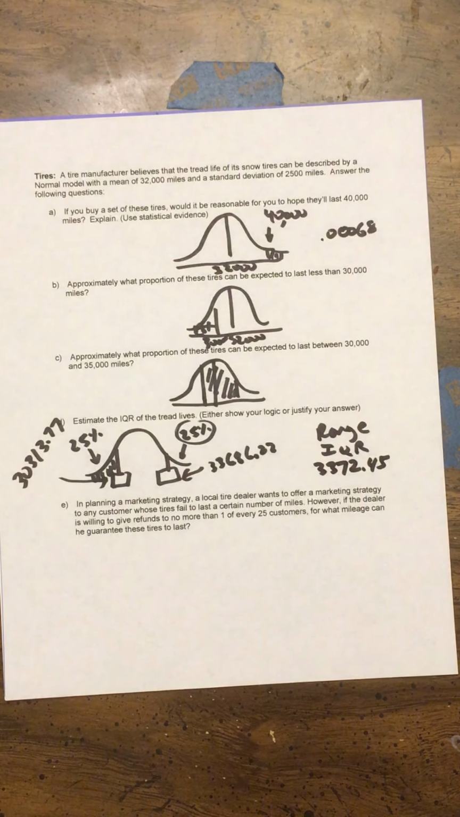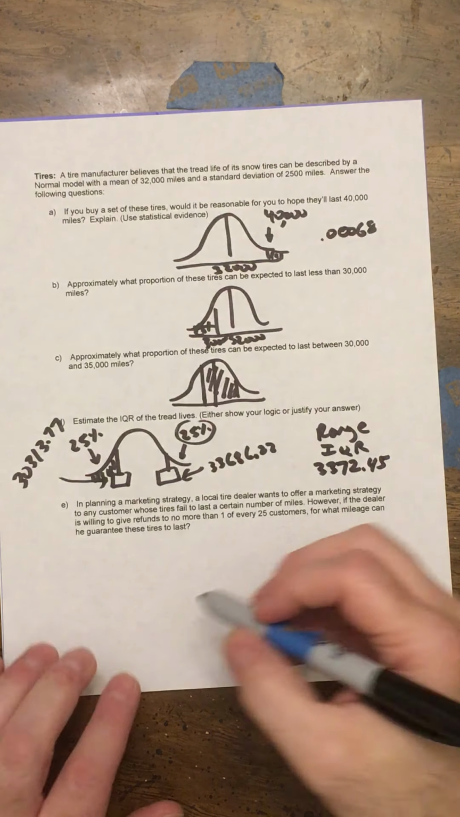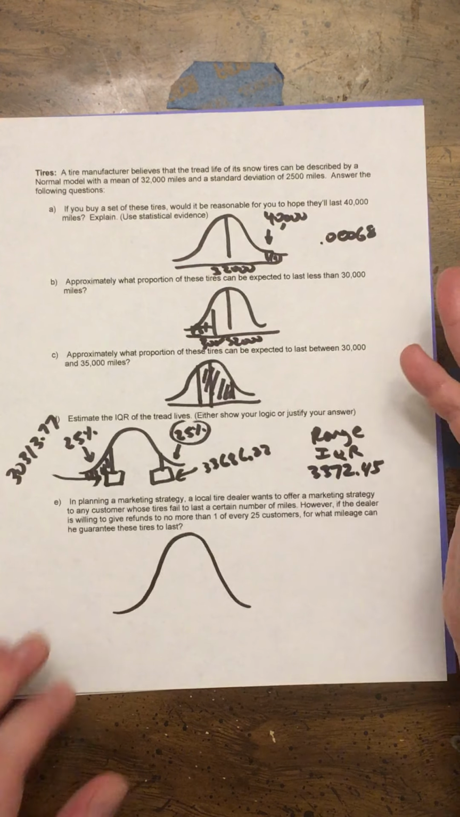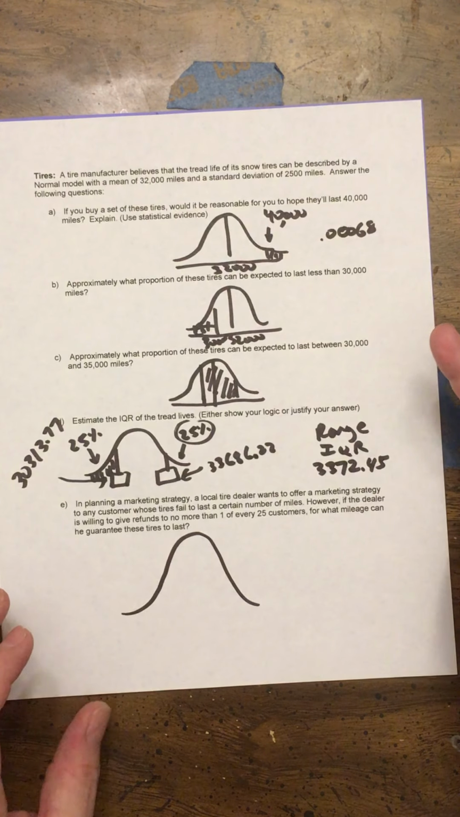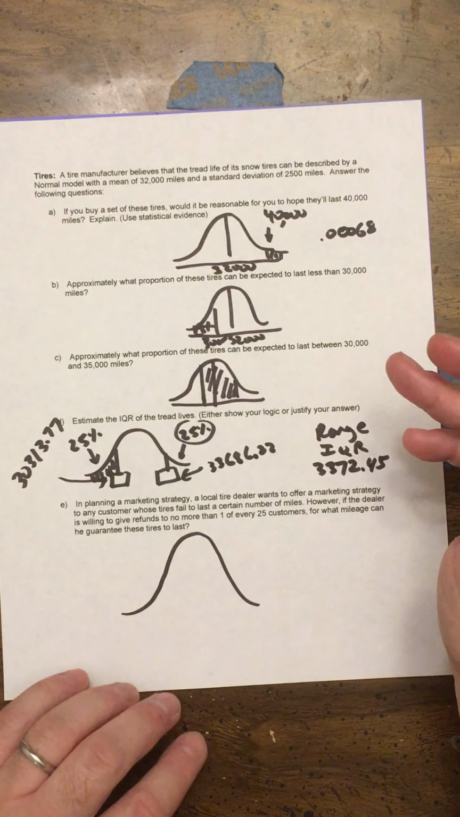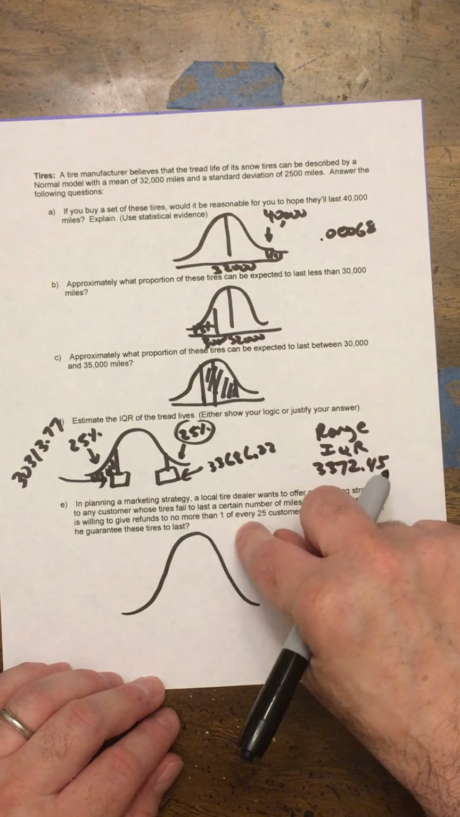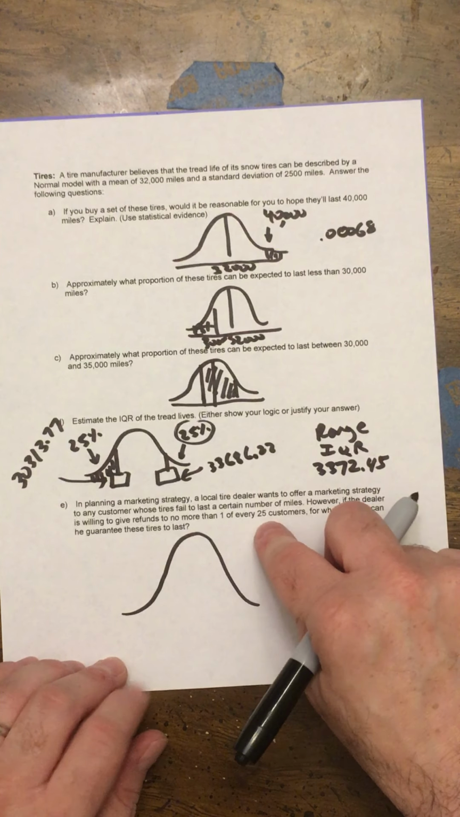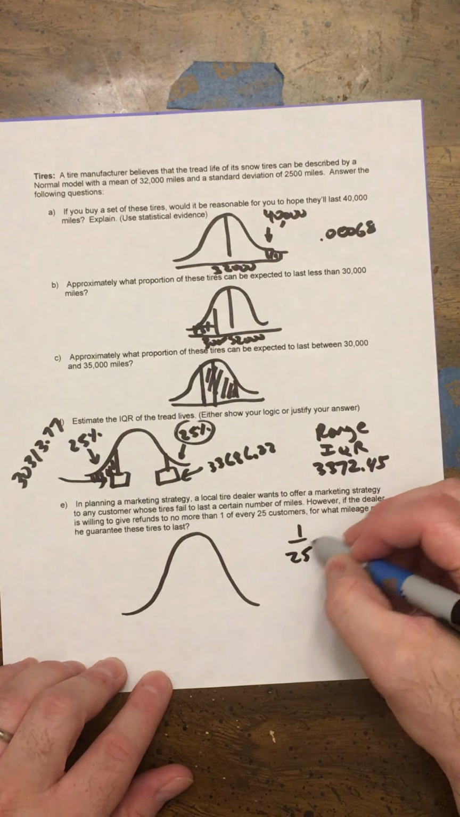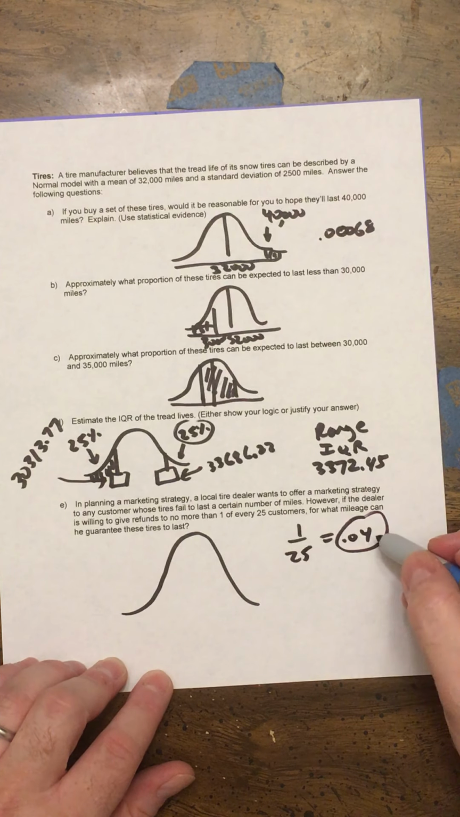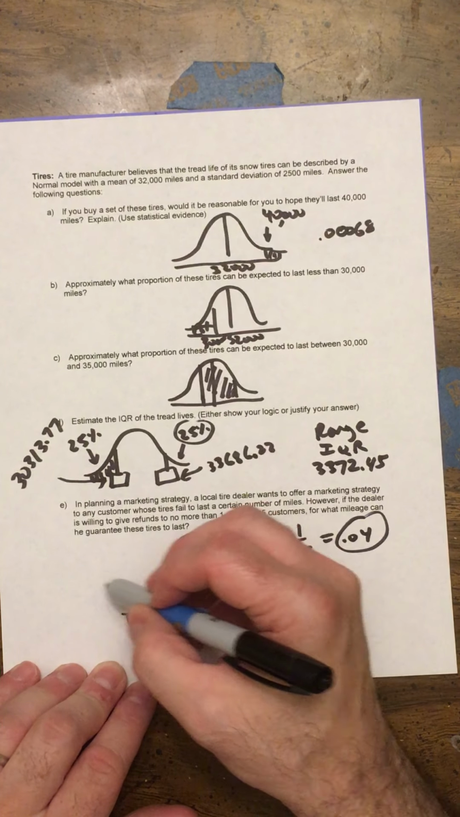Finally, in planning a marketing strategy, a local tire dealer wants to offer a refund to any customer whose tires fail up to a certain number of miles. However, if the dealer is willing to give refunds to no more than 1 in 25 customers, for what mileage can he guarantee these tires to last? So he only wants to give money back to only 4% of the customers. 1 out of 25 is 4%, right? Or 0.04 proportion. So we're talking about an area here of 0.04.